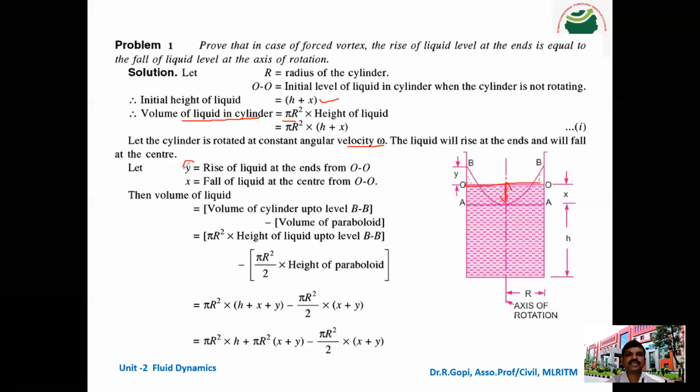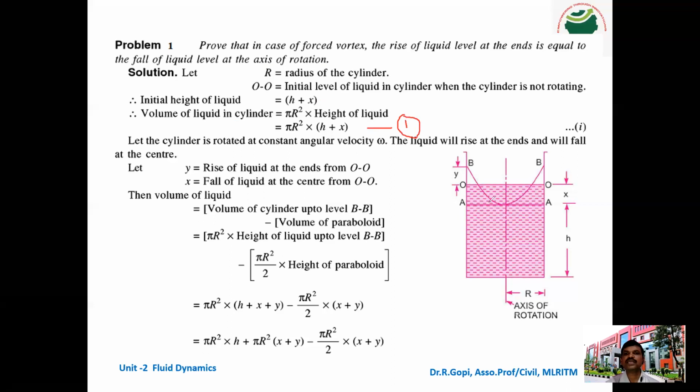So let x be the fall of liquid at the center from OO. The distance OA is nothing but x, the fall of the liquid, and y is the rise of the liquid at the ends, that is OB. So OB is the rise of liquid at the ends, and OA is the fall of the liquid at the center. I take the fall as x and the rise as y. Now, initially we calculated the volume, that means before rotation takes place, when the fluid is at rest. Consider this as equation number 1.